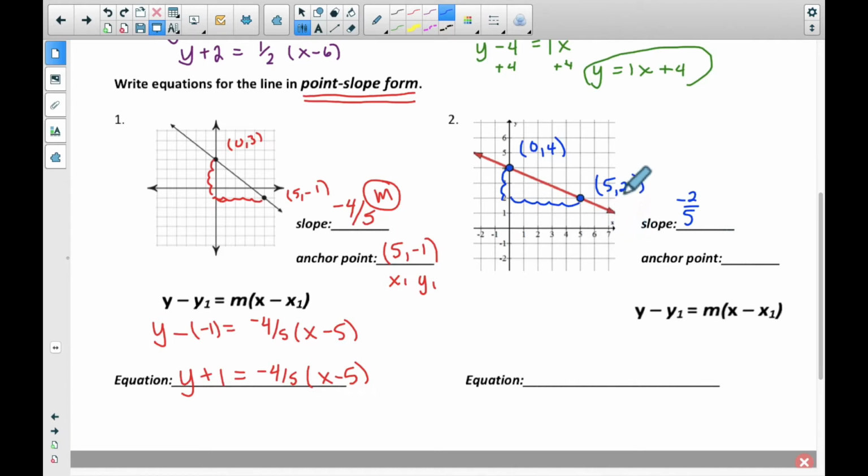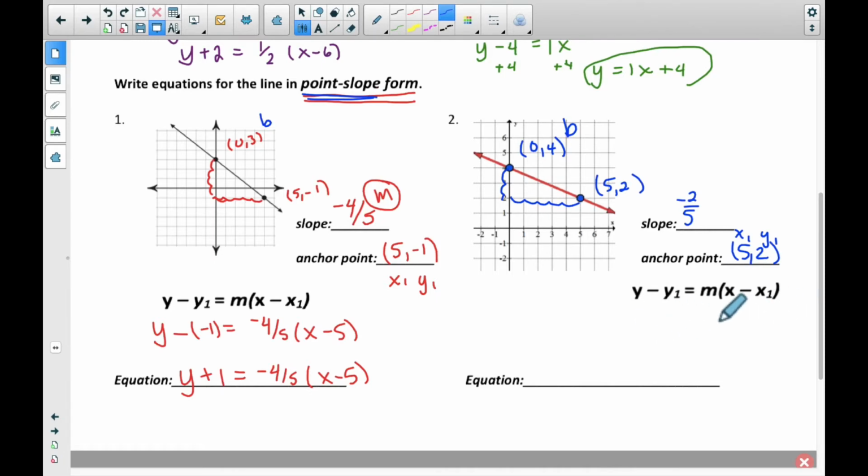And my anchor point, once again, I could choose either one. I just like this one better because it doesn't have a 0 in it. This one is actually my B, just like this one was my B. But we're asking for point slope, so I'm going to use this (5, 2) instead. Where the 5 is my x sub 1 and the 2 is my y sub 1.